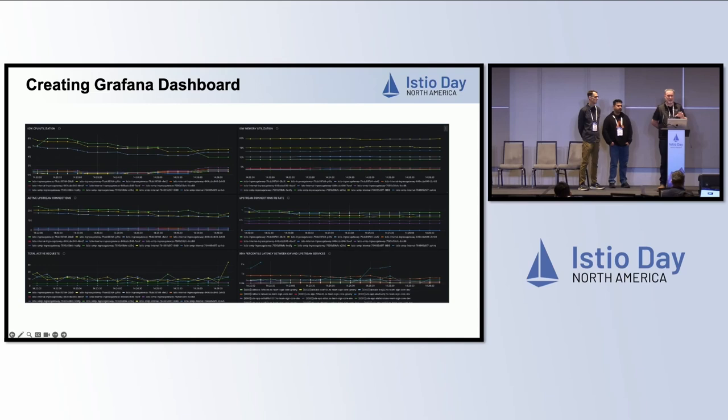Tracking XDS push times, how many resources, what the resource usage looks like for Istiod. Whether it's low or high is not relevant. What is relevant is if something is going wrong, you have historic data later. It also helps you understand how your infrastructure is scaling up, what happens when you add more services. I do want to call out Adobe did a really, really fantastic job with this.